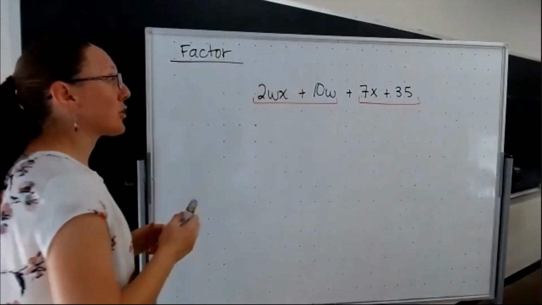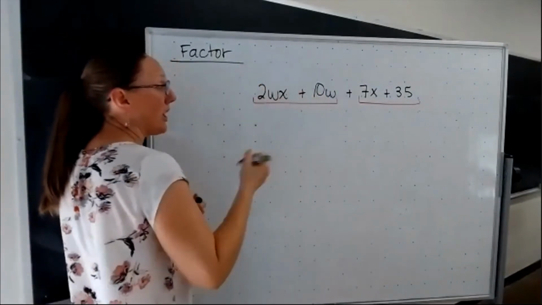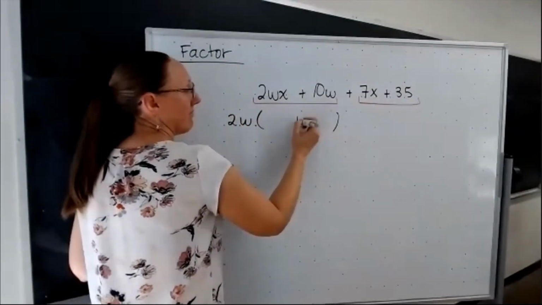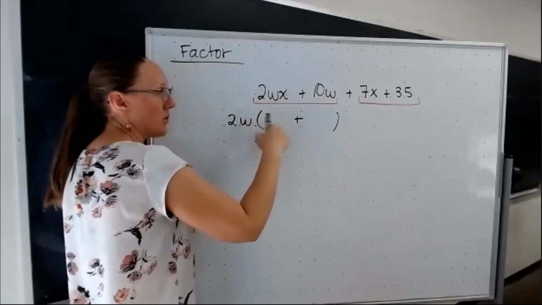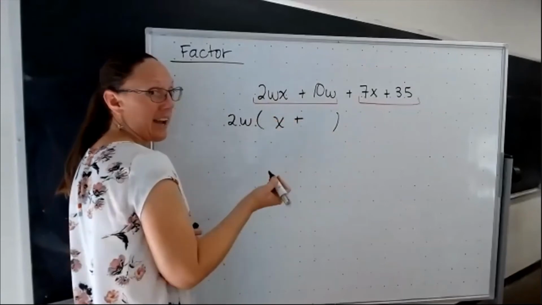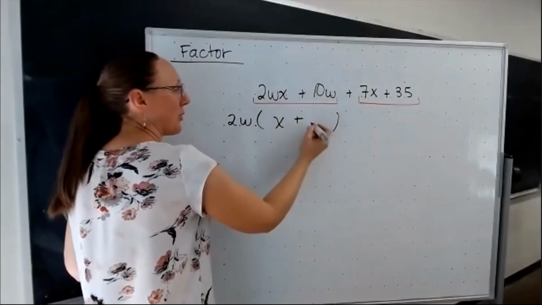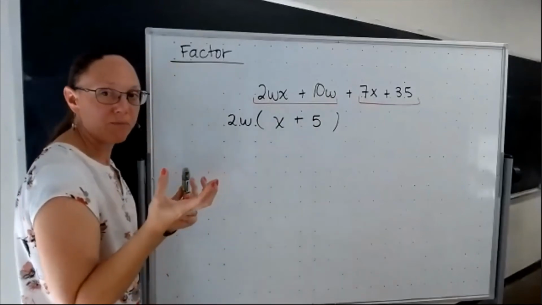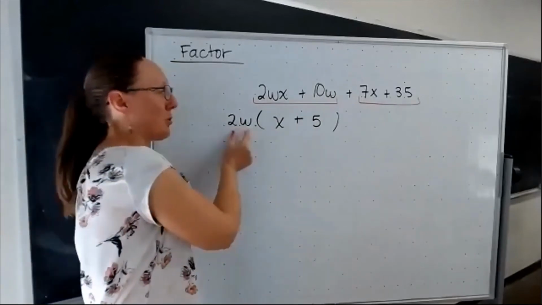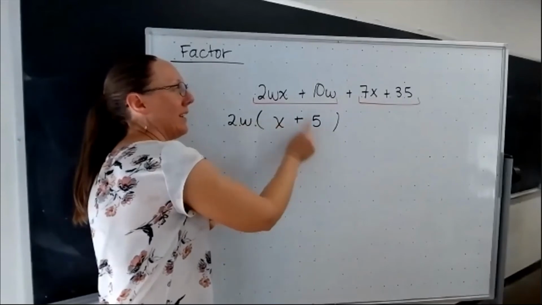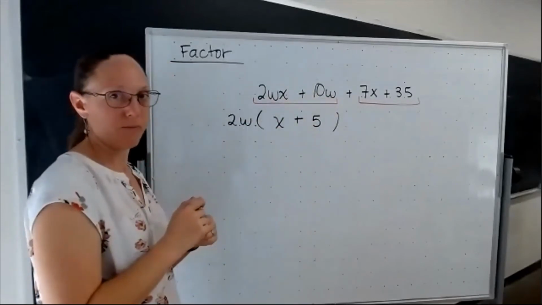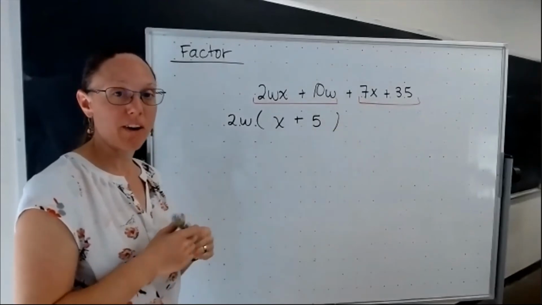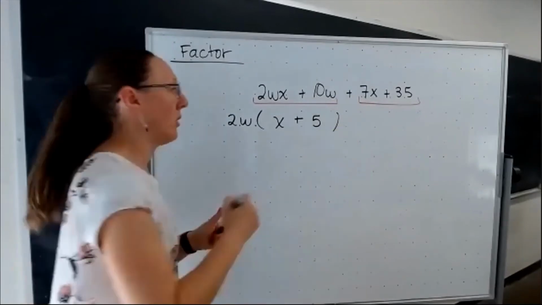If I look at this first group, I can pull a 2w out of both of those terms. When I pull a 2w out of here, I'm left with an x. When I pull a 2w out of here, I'm left with a 5. Really, that's because when I distribute the 2w back in, I would get what we started with. Doing the same thing on the second part, that's 7x plus 35, I can pull a 7 out of both.